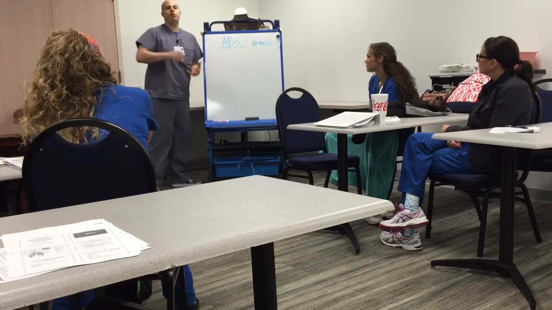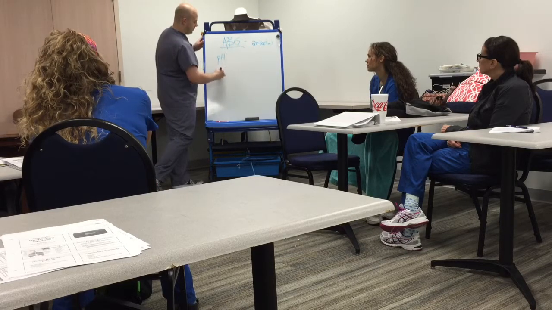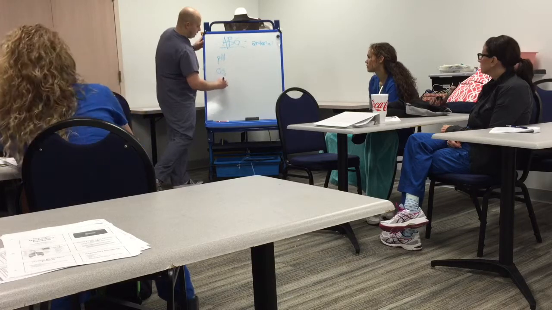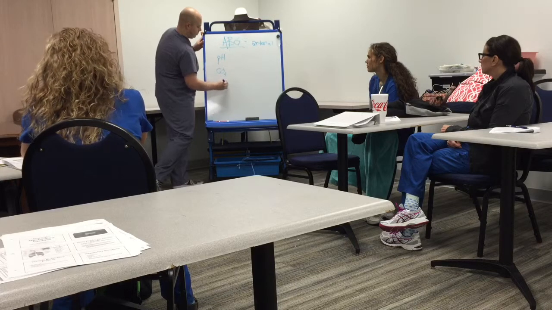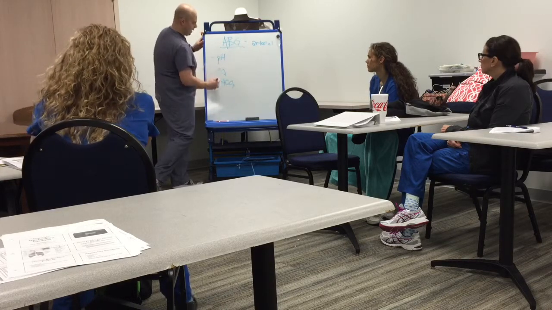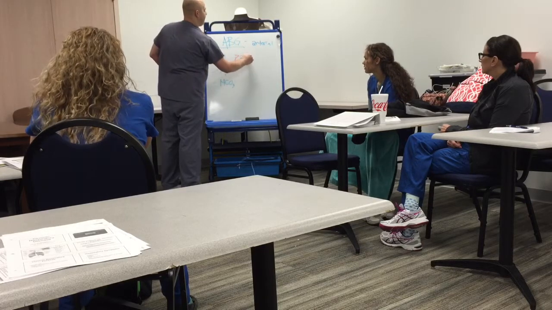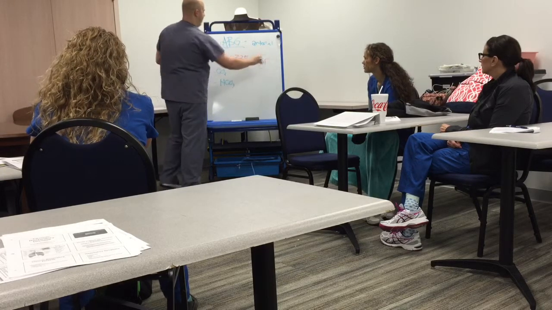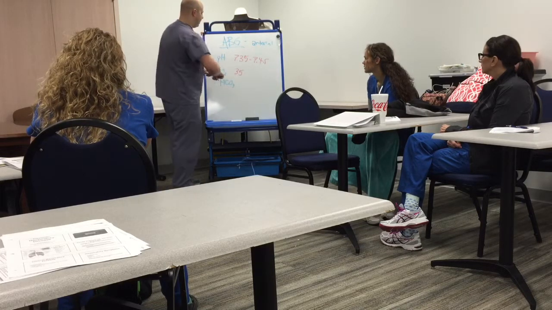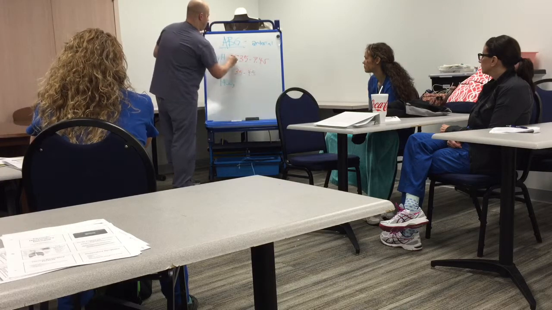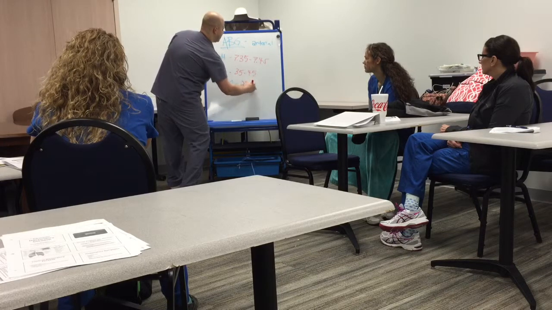So in an ABG, what are the 3 main values that we're looking for? pH, CO2, and what's a normal pH value, Ashley? 7.35 to 7.45. Pam, what is a normal CO2 value? 35 to 45. And Amanda, what is a normal bicarb level? 22 to 26. 22 to 26.